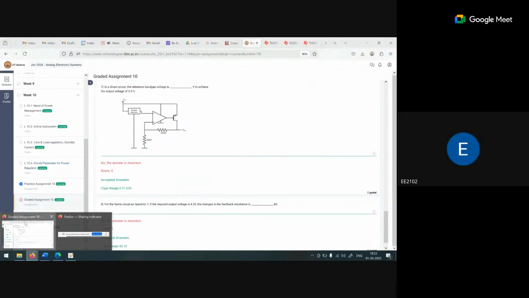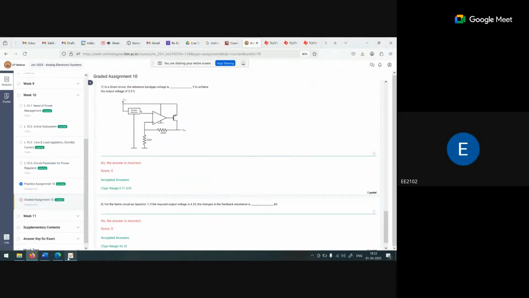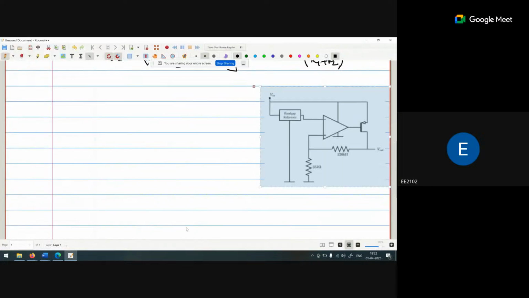What is the V out? V out, we are getting 3.5 volt. Okay, so the question is very simple. V out is 3.5 volt. Here we are assuming the Vx, that voltage is again same here because it is a negative feedback.